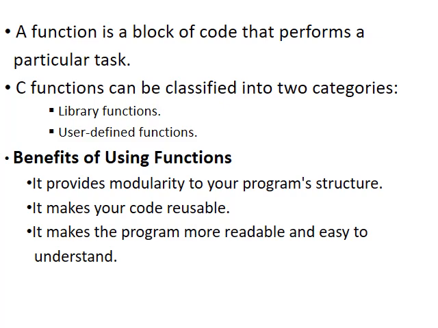Now C functions can be classified into two categories. One is library functions, another is user defined functions. We have already seen some of the library functions. For example, sqrt, that is the square root function. It is a built-in library function which is defined under the header file math.h.